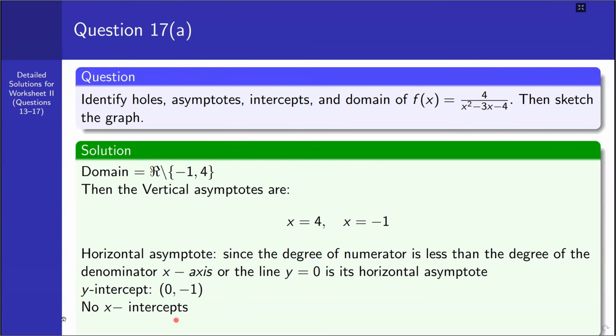Okay, yeah. Then it doesn't have any y-intercept. That's simply when the y-intercept means when y is equal to 0. 4 over x squared minus 3x minus 4 doesn't have any 0. So the graph of this rational function doesn't intersect the x-axis.